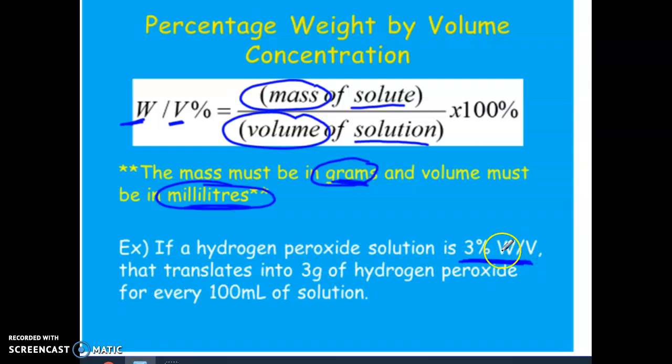Okay, so if a hydrogen peroxide solution is 3% weight by volume, what does that mean? Well, for every 100 milliliters of solution, because it's a volume, we have 3 grams of hydrogen peroxide. So this translates into being out of 100 typically.